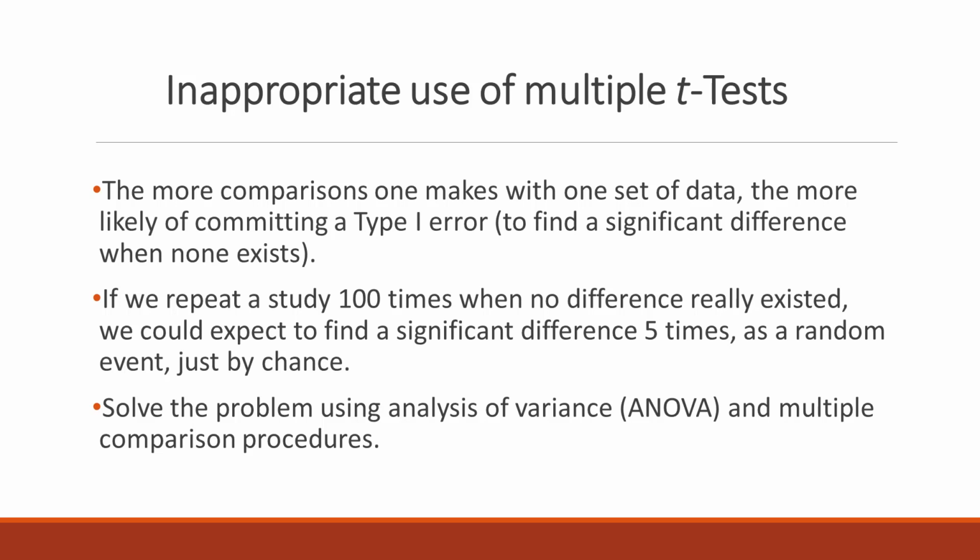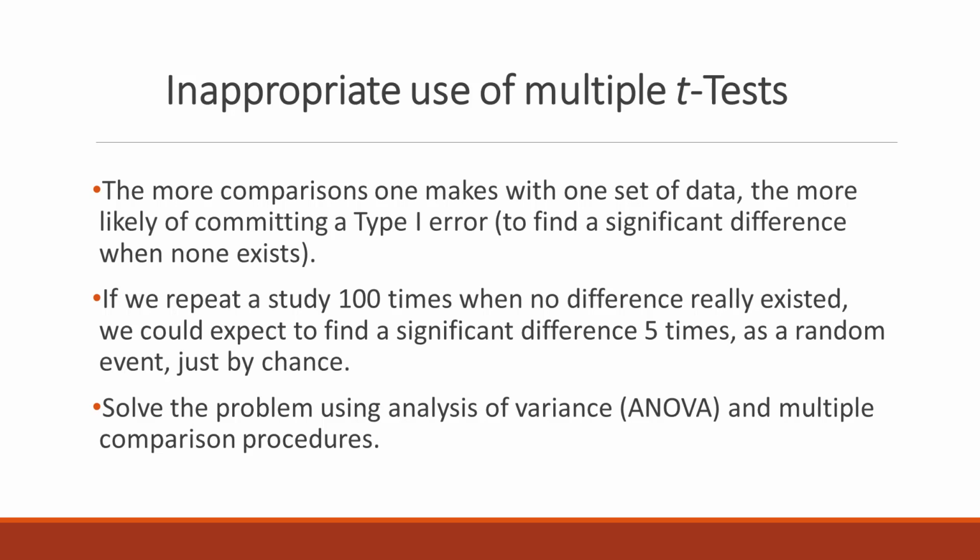Consider the interpretation that for alpha equals 0.05, if we were to repeat a study 100 times when no difference really existed, we could expect to find a significant difference 5 times as a random event just by chance. 5% of our conclusions would be in error. For any one comparison, however, we cannot know if a significant finding represents one of the potentially correct or incorrect decisions. Theoretically, any one test could be in error.